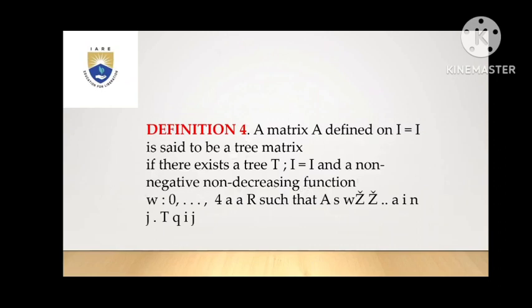Definition 4. A matrix A defined on I is said to be a tree matrix if there exists a tree T on I and a non-negative non-decreasing function W such that Aij equals W of the distance between i and j in T.